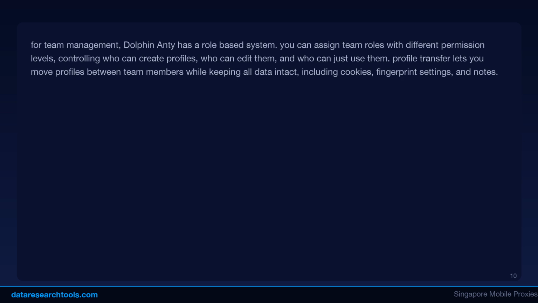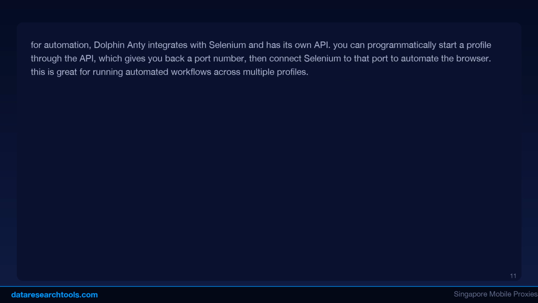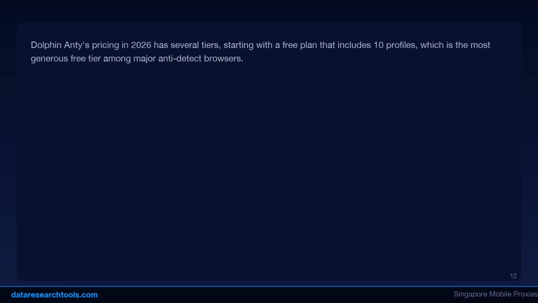For proxy configuration, each Dolphin Anty profile should have its own dedicated proxy. Residential proxies provide the most natural-looking connections. Match the proxy location to the profile's time zone and language settings. For social media accounts, mobile proxies provide the highest trust scores. And for e-commerce, residential proxies from the target marketplace's country work best.